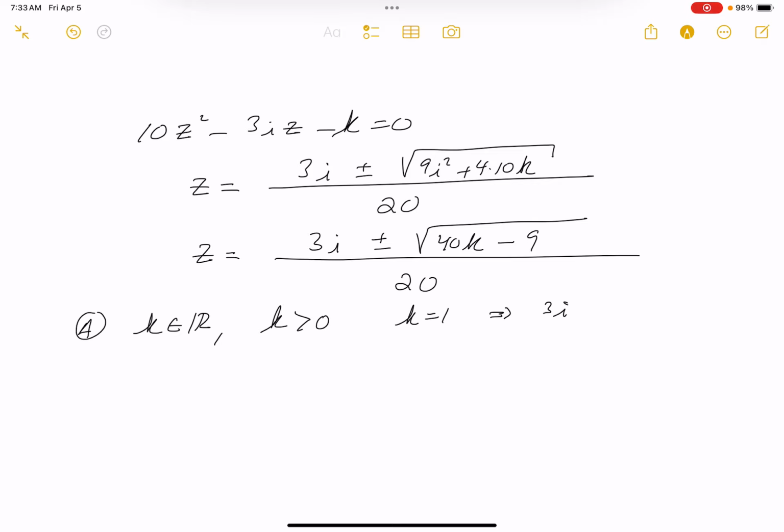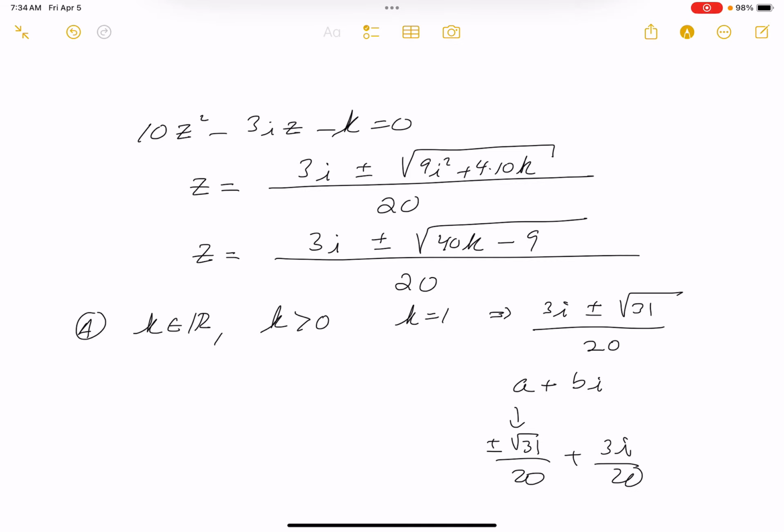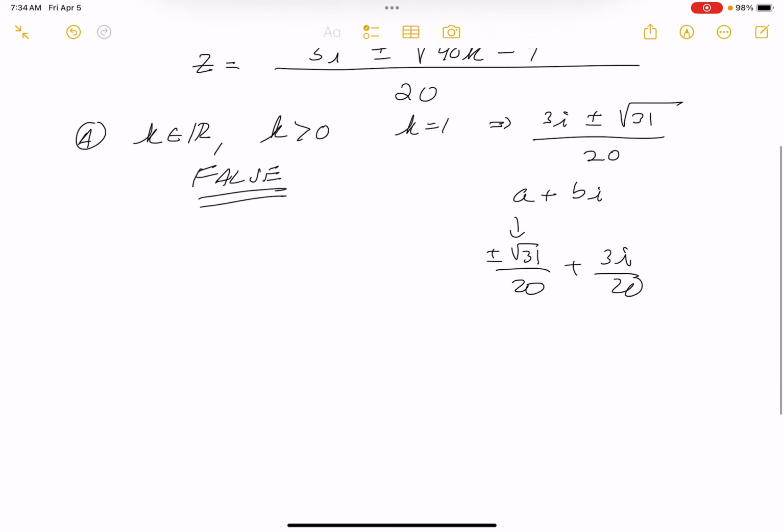I'd get 3i plus or minus the square root of 40 minus 9, which is 31. So I immediately know this is of the form a plus bi. The a would be plus or minus the square root of 31 over 20, and the b would be 3i over 20. So this one is clearly false. That was easy to do. Again, just make the discriminant positive, and you don't have a pure imaginary number, but a mixture. You have a plus bi, where a is not 0.